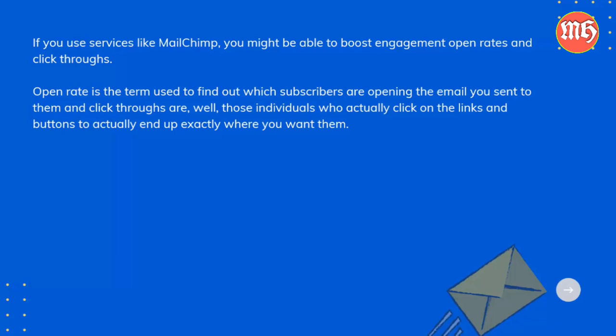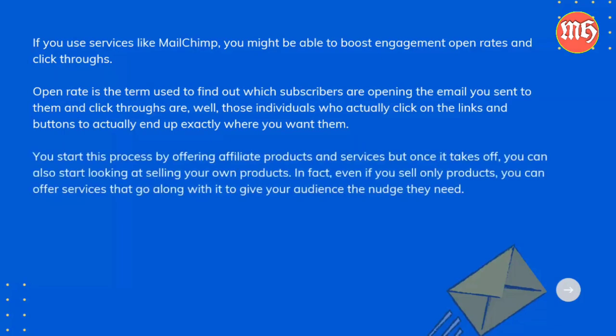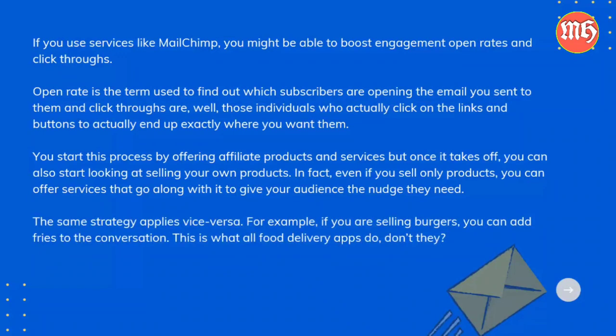You start this process by offering affiliate products and services, but once it takes off, you can also start looking at selling your own products. In fact, even if you sell only products, you can offer services that go along with it to give your audience the nudge they need. The same strategy applies vice versa. For example, if you are selling burgers, you can add fries to the conversation. This is what all food delivery apps do, don't they?